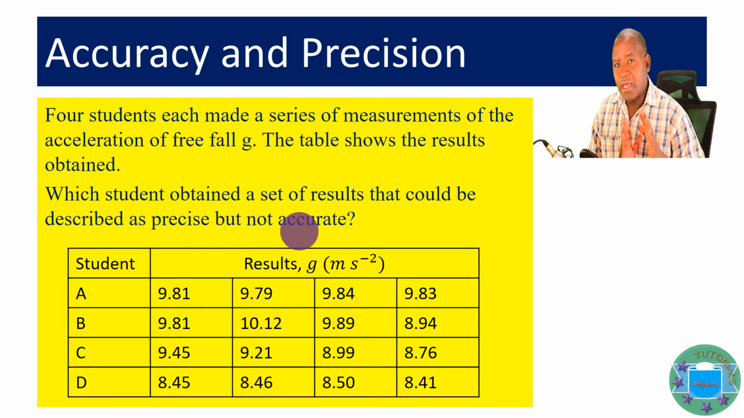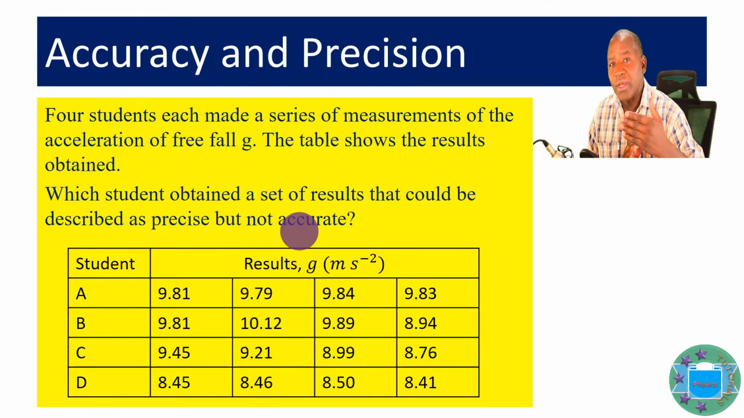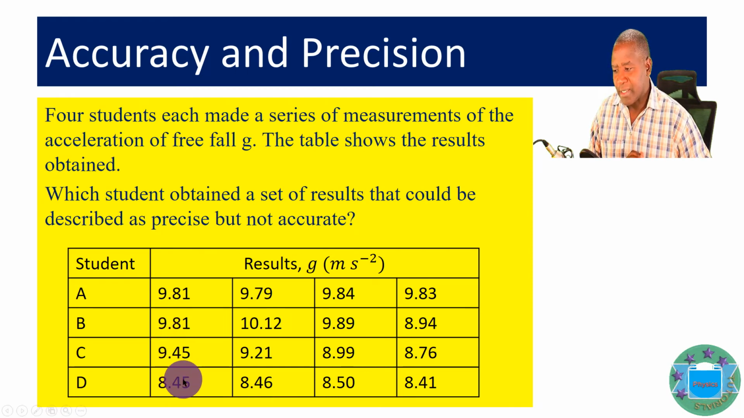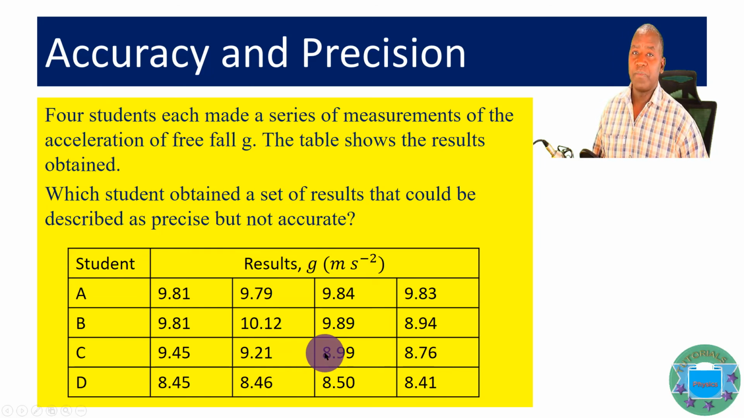Remember, accuracy is the degree to which a measurement or a calculated value approaches the true value. So how far is, for example, 9.45 from the true value of 9.81? You can see it differs by about 0.35. Again, this one is also different from the value of g. This is 8.99, again far away from g. So when you have considered all these values, you will settle for a choice like student D.